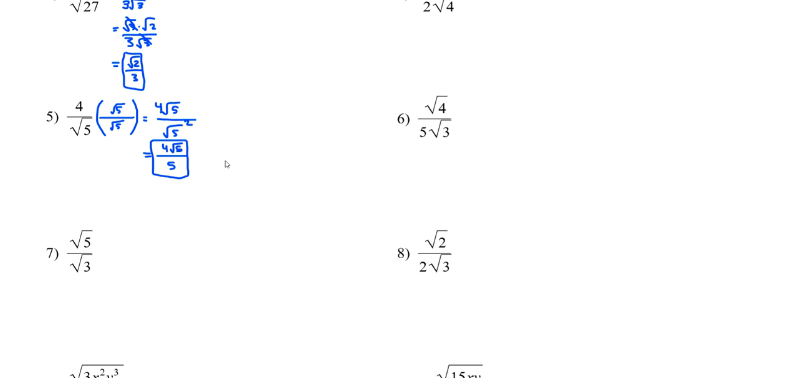Make that 5 look a little bit better. It might even look a little bit worse. Let's try to fix that real quick here. I feel like Bob Ross. 4 root 5. There we go.